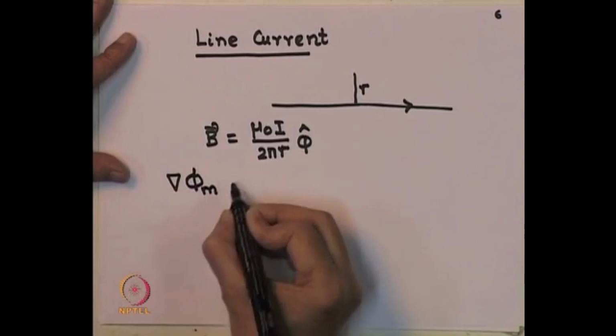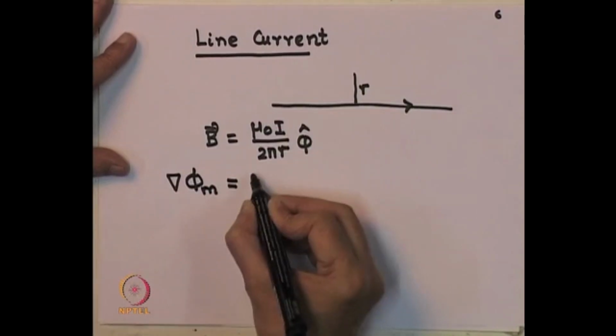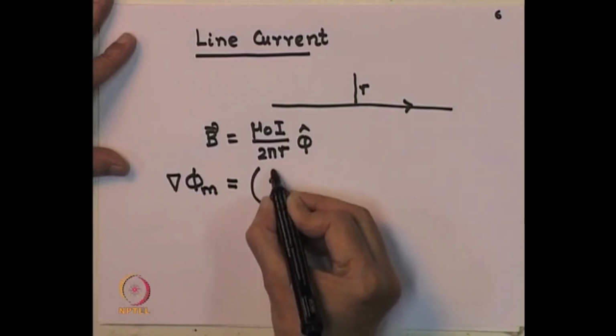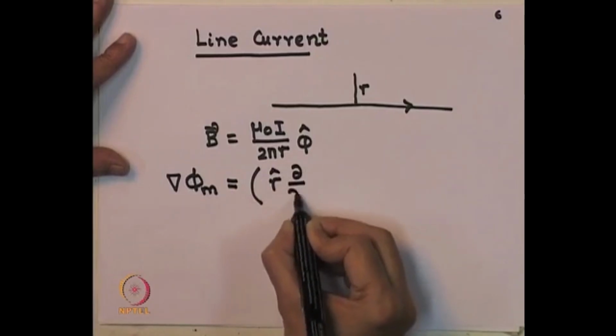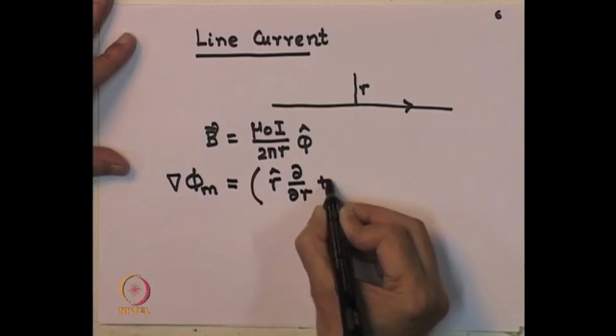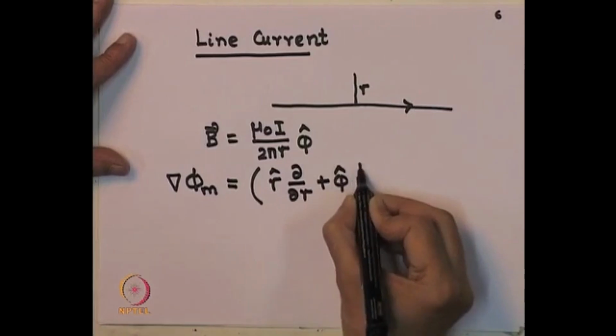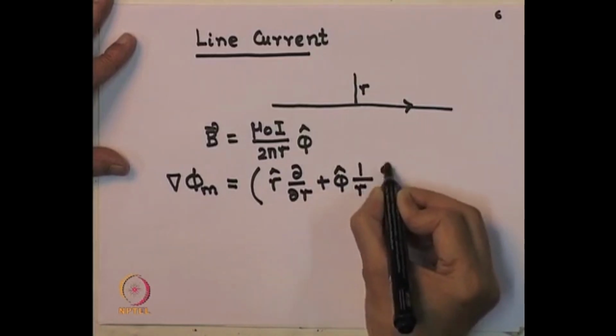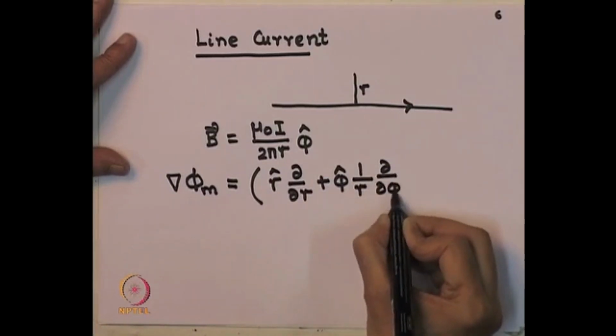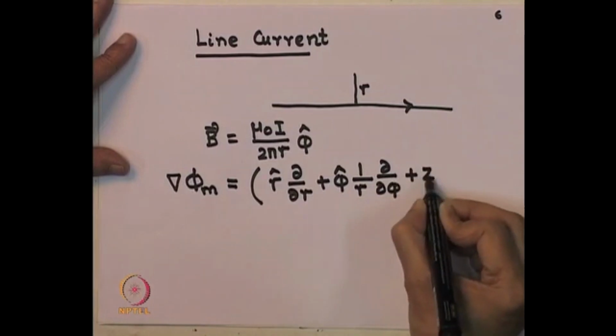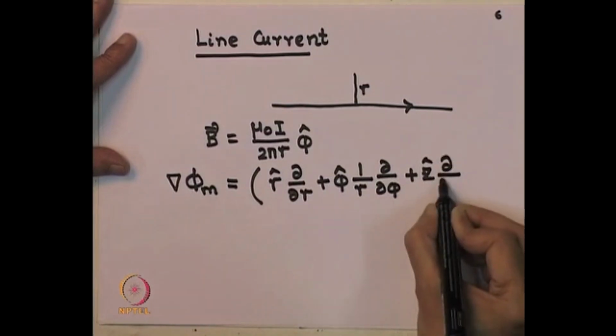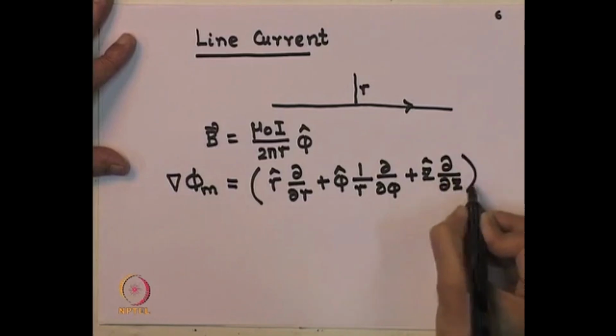in the cylindrical coordinate system. So, the gradient, in the cylindrical coordinate system, is unit vector r d by dr plus unit vector phi 1 over r d by d phi, and of course unit vector z times d by dz of phi.